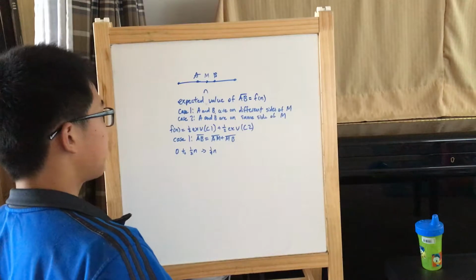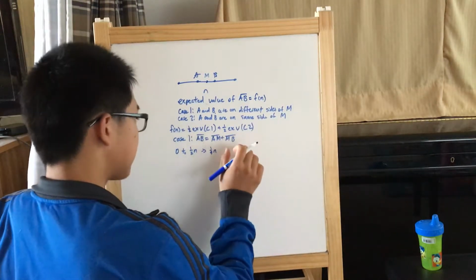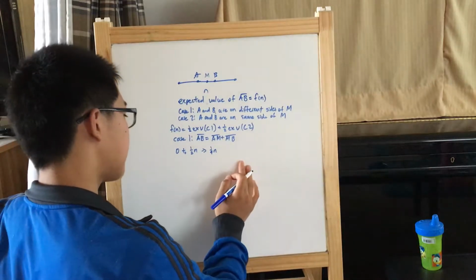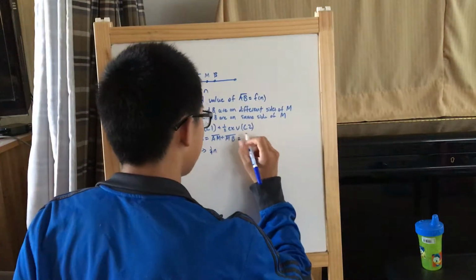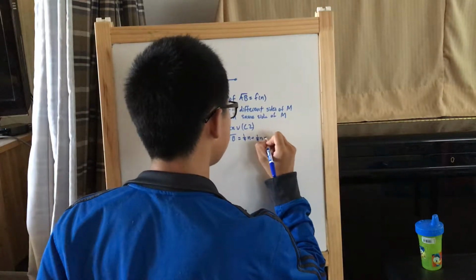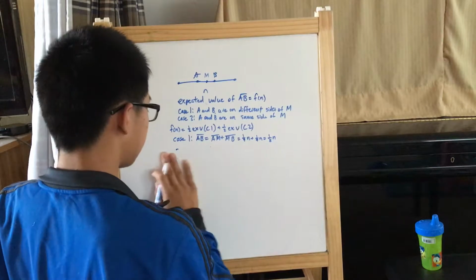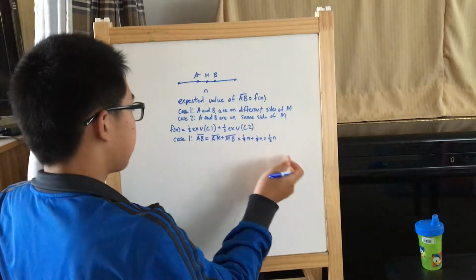And we can use the same argument for MB to get that the expected value for MB is also 1/4 n. So if we just add those up, 1/4 n plus 1/4 n equals 1/2 n for case 1. That's the expected value for case 1.